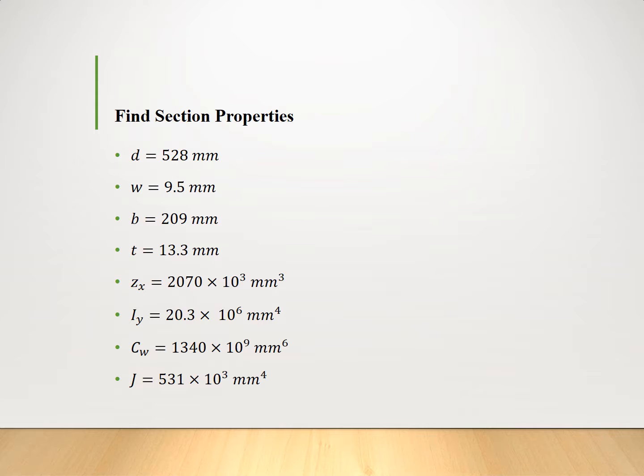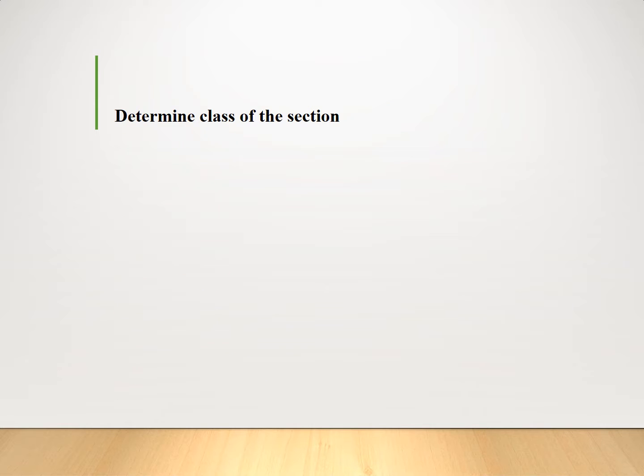In order to find section properties, you can look at the tables in your handbook, page 642. Find all the section properties. Then we're going to find the class of the section as we do for all of the examples. Okay, first component we want to find the class of is the flange.